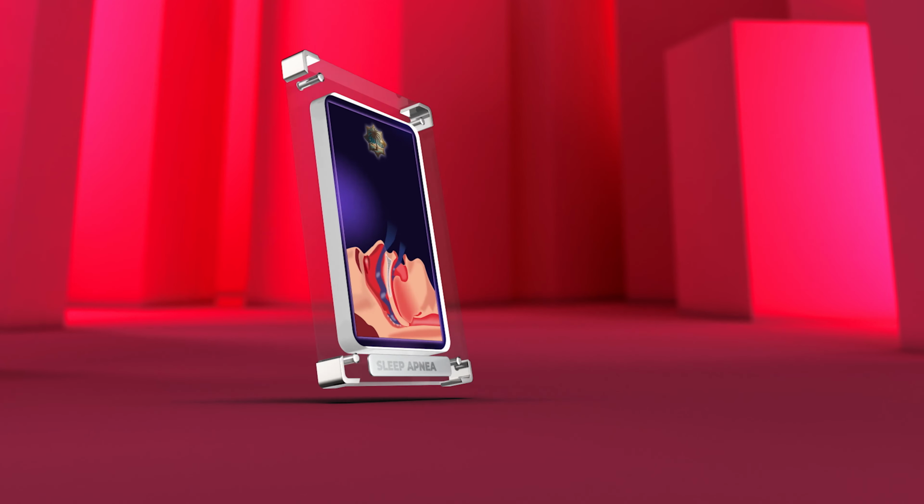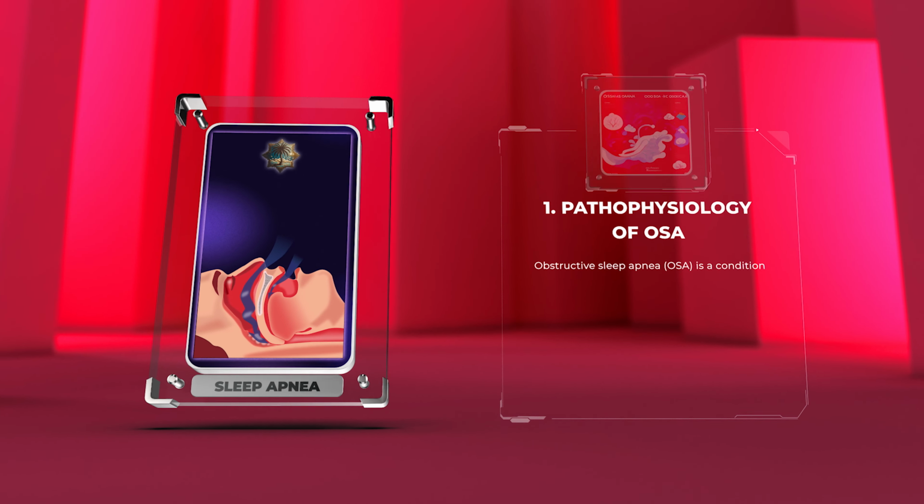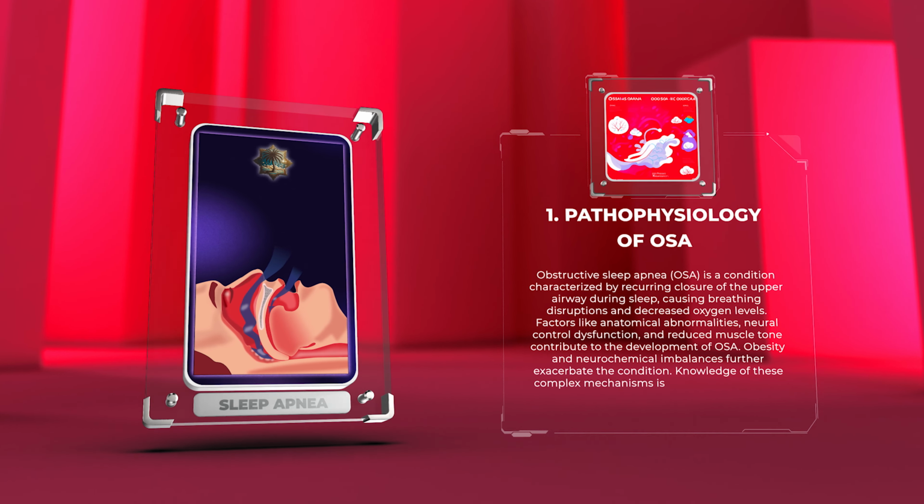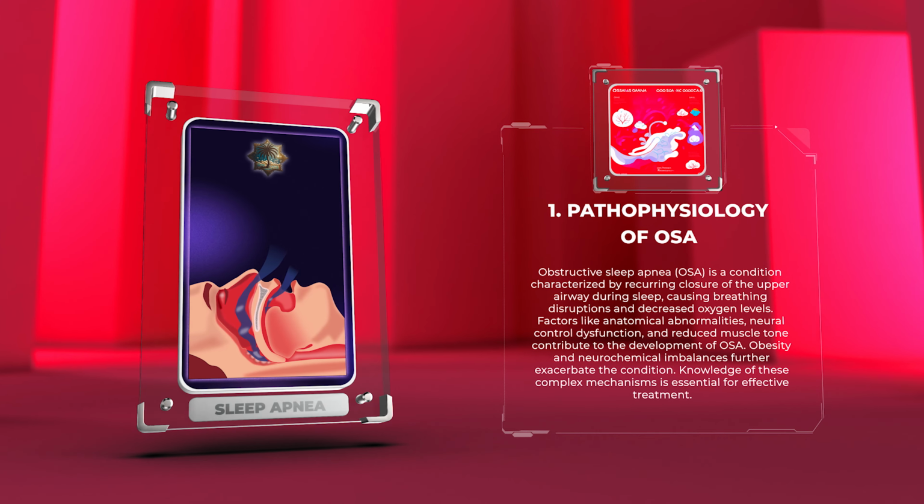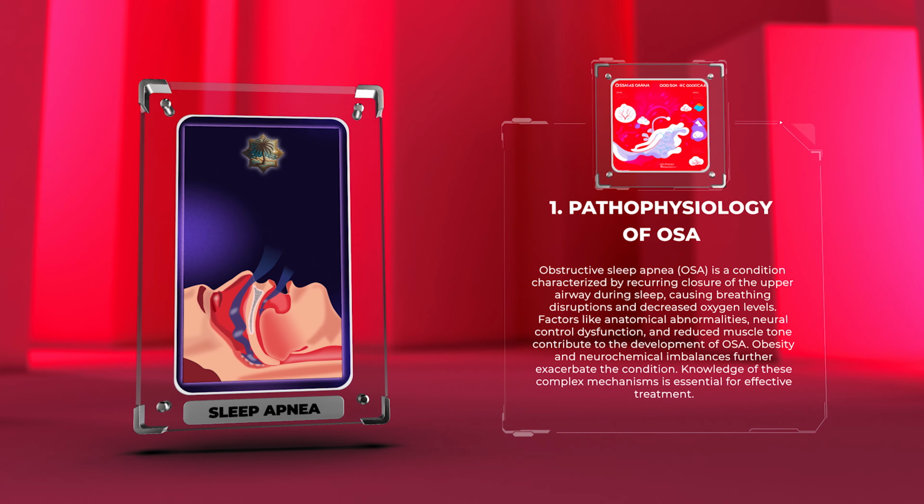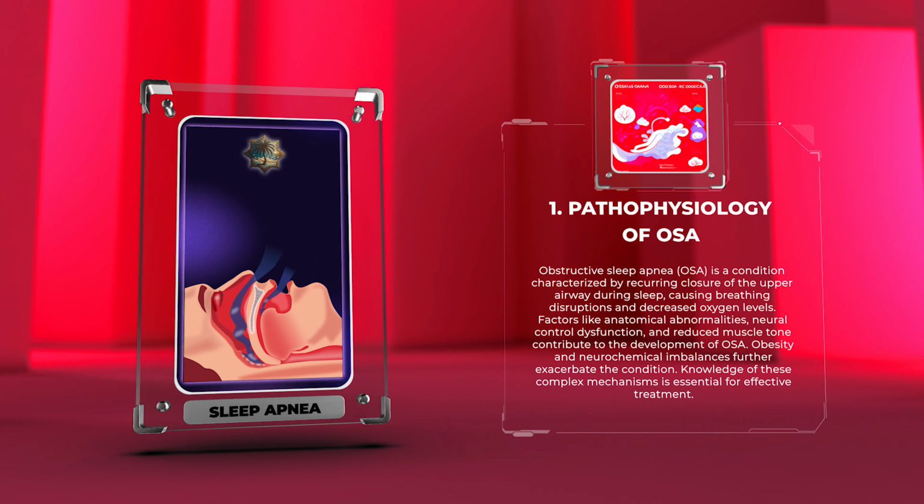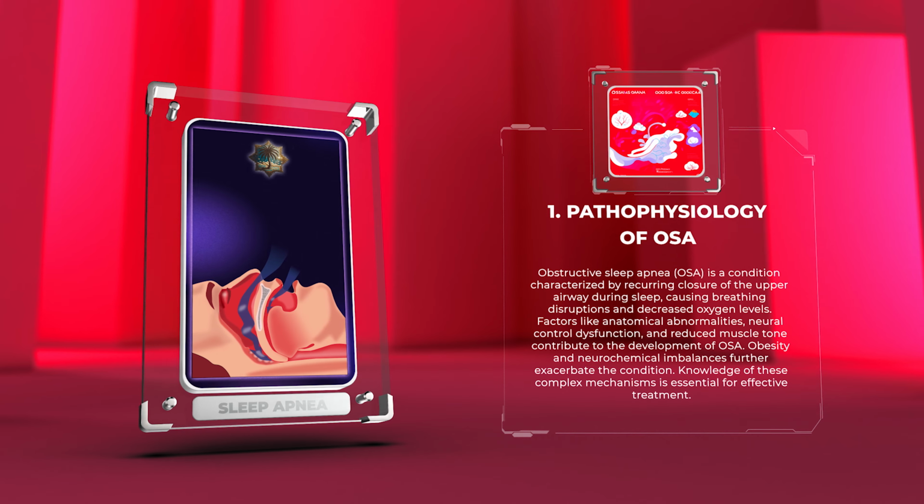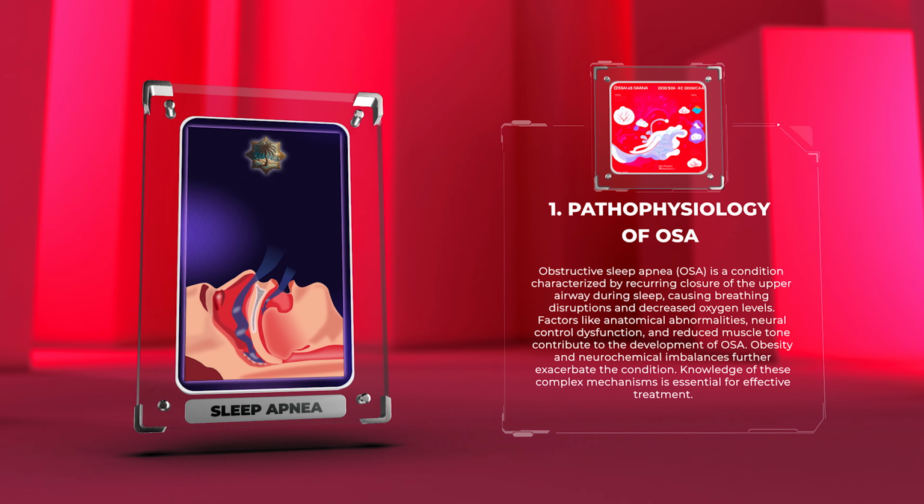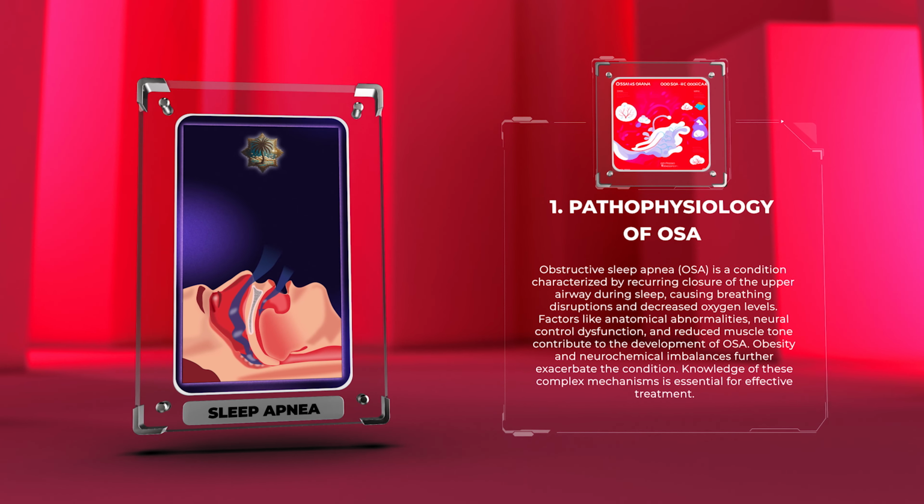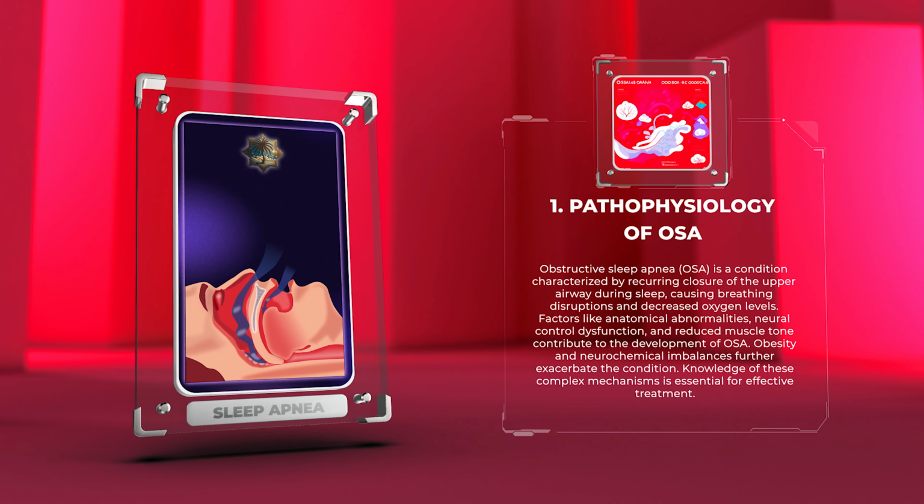Obstructive sleep apnea, OSA, is a condition characterized by recurring closure of the upper airway during sleep, causing breathing disruptions and decreased oxygen levels. Factors like anatomical abnormalities, neural control dysfunction, and reduced muscle tone contribute to the development of OSA. Obesity and neurochemical imbalances further exacerbate the condition. Knowledge of these complex mechanisms is essential for effective treatment.